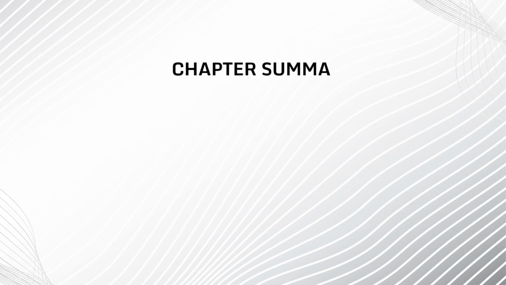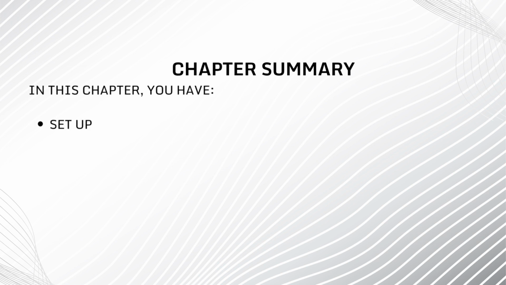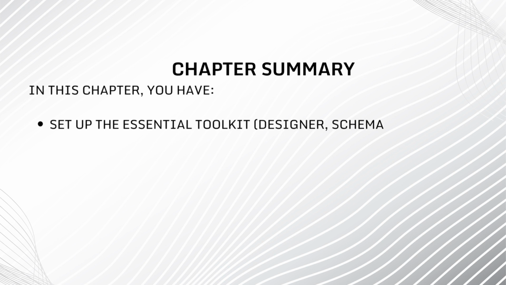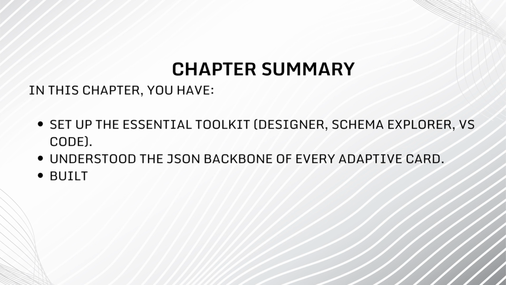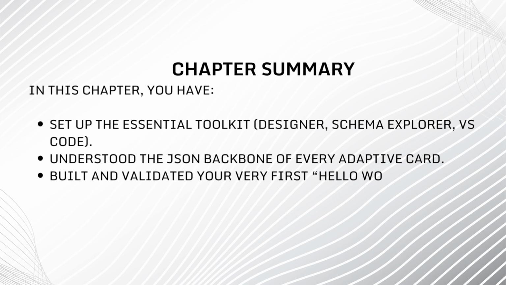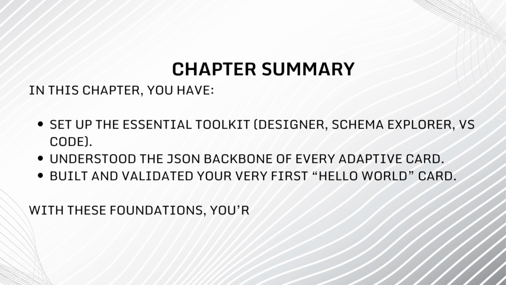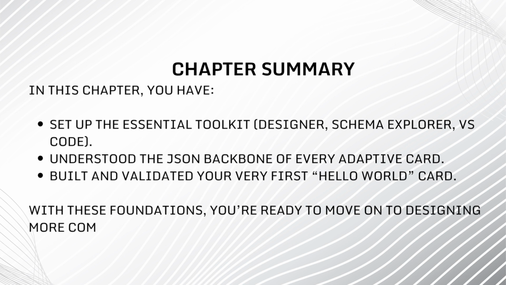Alright, let's wrap up this chapter with a quick summary. So what have we covered today? First, you've set up your essential toolkit. You now have the Designer for visual creation, the Schema Explorer for reference, and VS Code for professional editing. These three tools form the foundation of your adaptive cards workflow. Second, you've understood the JSON backbone of every adaptive card. You know about the type, version, body, and actions properties, and how they all work together to create a functional card. And third, you've built and validated your very first Hello World card.